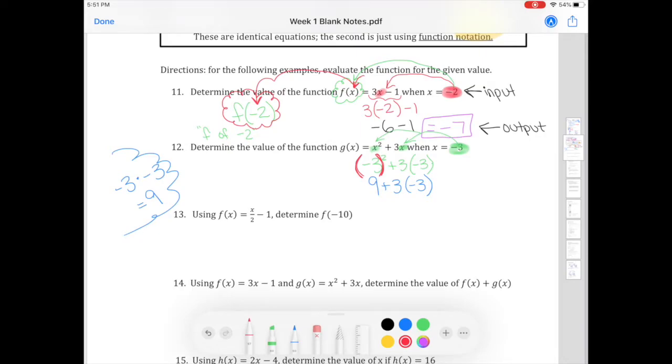And I bring everything else down, and I don't think I mentioned, but I started with the exponent because of PEMDAS. Next I have addition and multiplication. Between those two, multiplication has to happen next. So I'm just going to scoot up here. I'm running out of room. So I'm going to bring down the 9 plus, and I'm going to do this 3 times -3 next. 3 times -3 is a -9.